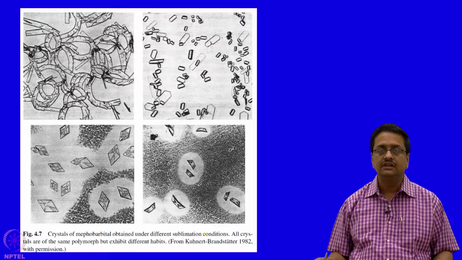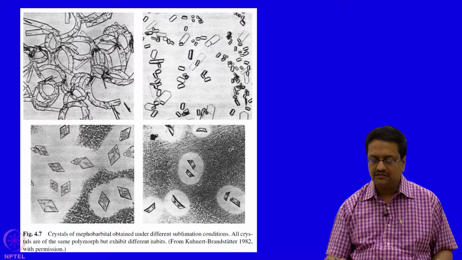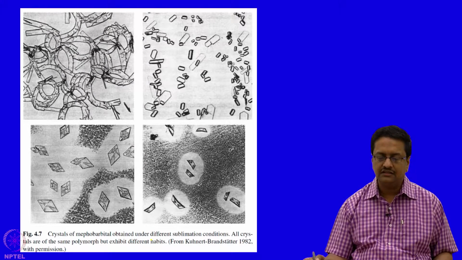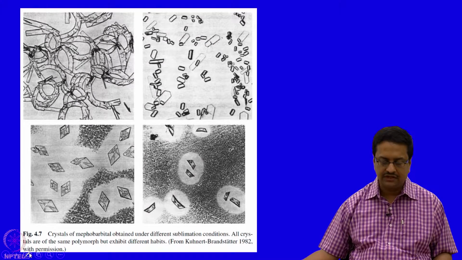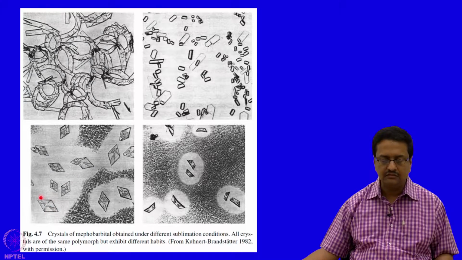In this case, here are crystals of the compound mephobarbital, obtained under different sublimation conditions. What we see here is that these crystals have different habits or different morphologies. Here these crystals are like tapes or ribbons. Here these crystals are like prisms. These ones are rhombus shaped, and these are trapezium shaped.